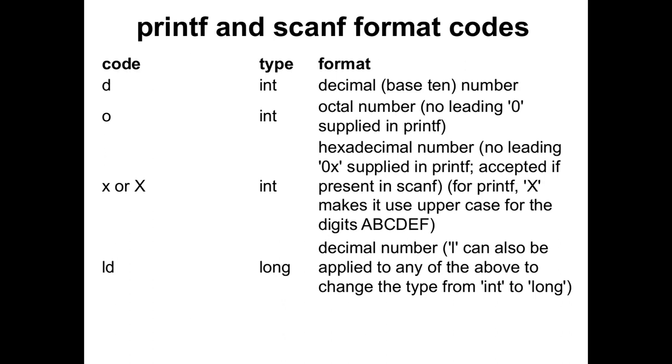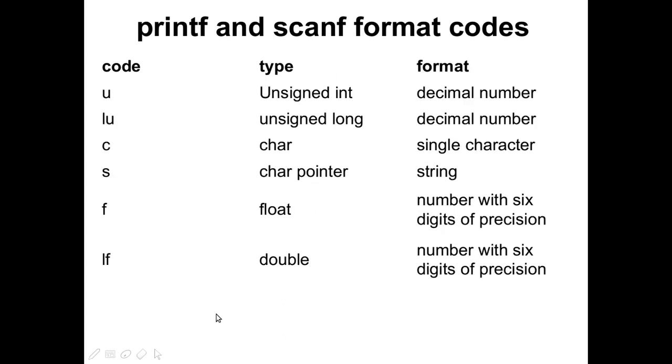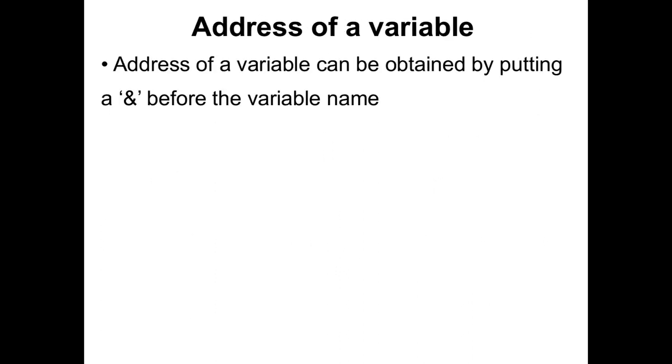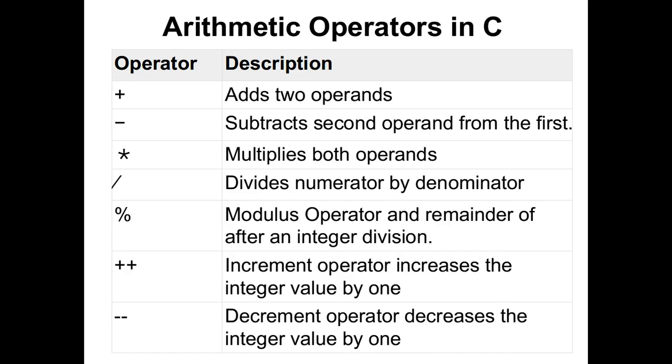Generally for integers we use only d, and ld is for reading long integers, u is for unsigned int, lu is for unsigned long, c is for character, and s is for character pointer. That you will know when we are going to see more about strings. And f is for float, and lf is for double, and so on. And always you should remember how you will get the address of a variable, it is very simple. Just put an ampersand before the variable name.